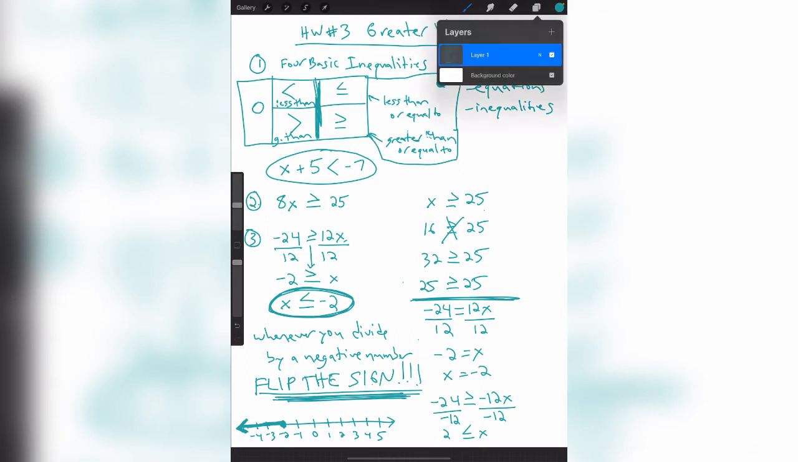Okay, so moving to the next problem. Now we're going to move on to number 4. Okay, and it says the same thing, solve each inequality, graph the solution. So it's a 2-step problem once again. So I'm going to say 2 times the quantity of m minus 3 plus 7 is less than 21.